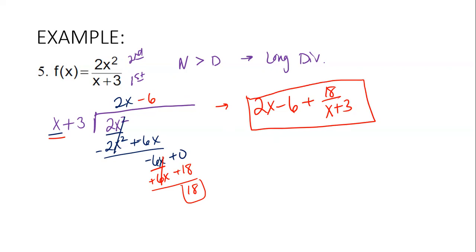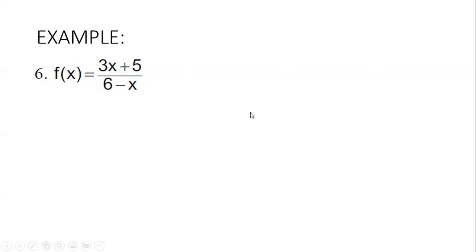Okay, and again, we already learned how to long divide. So this unit is not about long division. It's about using the long division. All right, so let's look at 6. So 6, we have 3x plus 5 divided by 6 minus x. What is the degree of the numerator? 1. What's the degree of the denominator? 1. So we have n equals d. It's still not less than. It is equal to. So guess what we'll do? We'll divide. We'll do a little division.